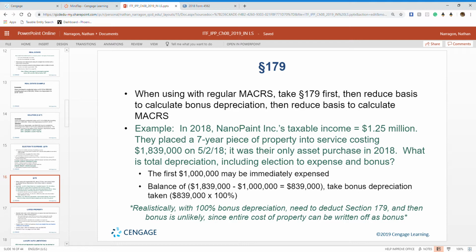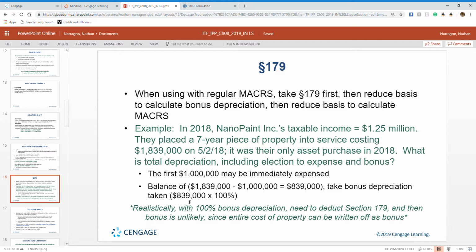So $1,839,000 minus 1 million equals $839,000. Then you take bonus depreciation, since it's 100%. Since this is personal property, or how they put it, it's not real estate. Boom, 839 times 100%. Take the whole thing. So this is cool. We can depreciate now everything according to the tax return, except for real estate. At least that's what you think. You ready for the mind blown?